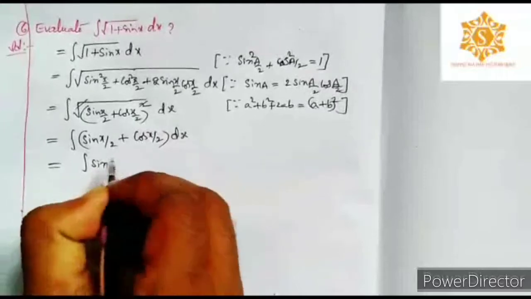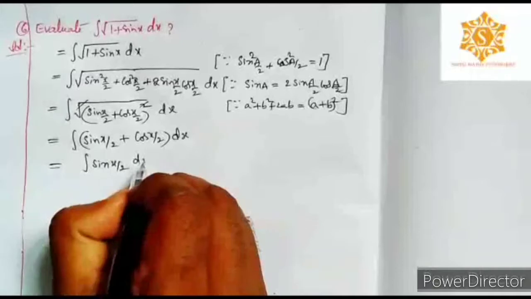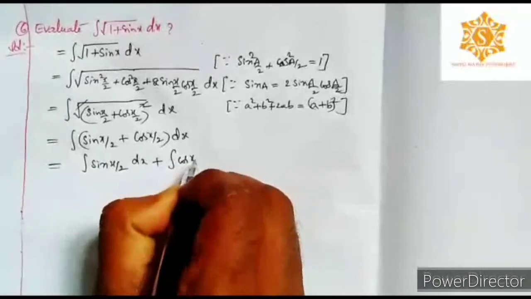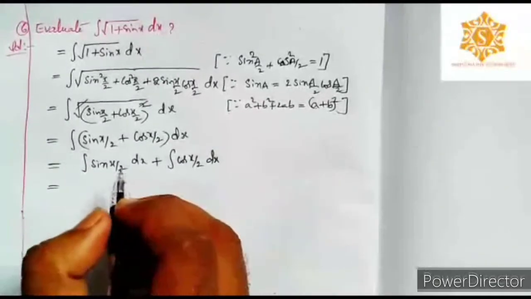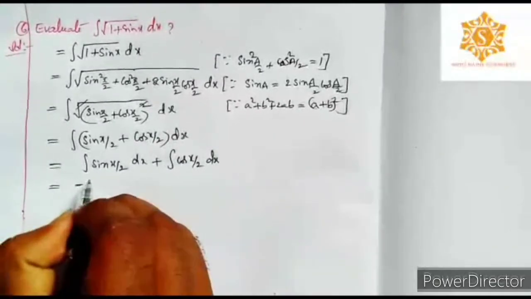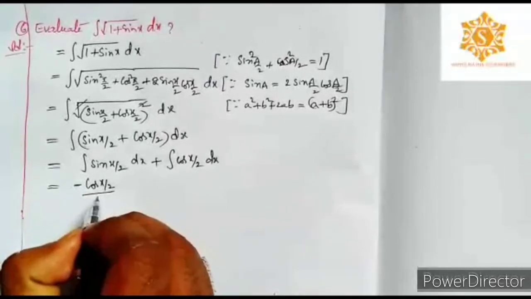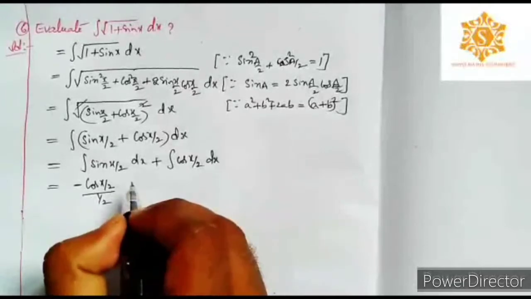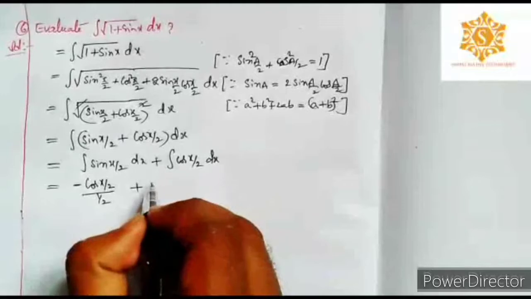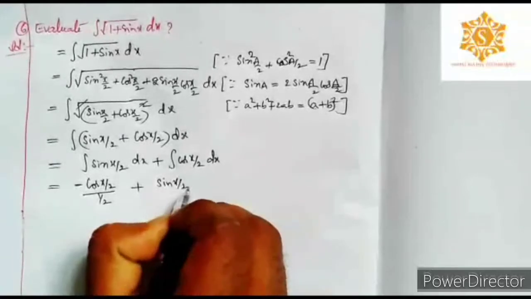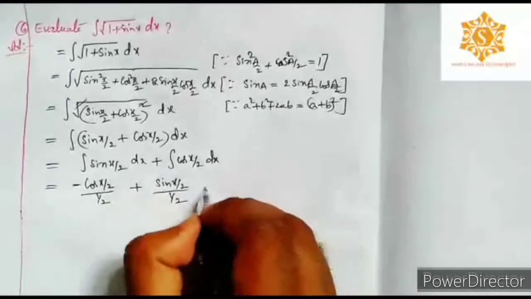You can write integration of sin(x/2) dx plus integration of cos(x/2) dx. So integration of sin(x/2) dx value is minus cos(x/2) by, here the x coefficient is 1 by 2, now write 1 by 2 in the denominator, plus integration of cos(x/2) dx value is sin(x/2) by, the x coefficient is 1 by 2, so by 1 by 2 plus c.